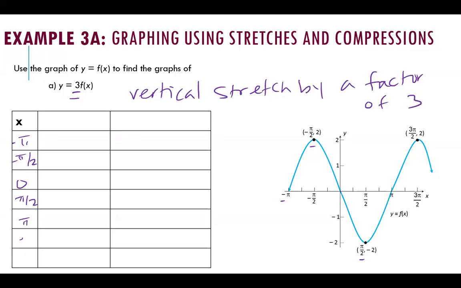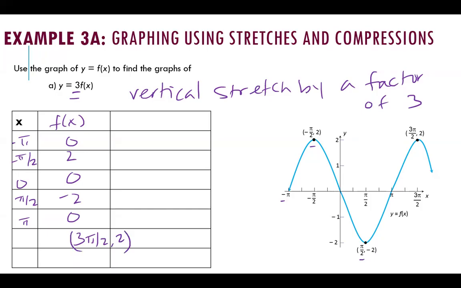So my original f of x values are currently 0, 2, 0, negative 2, and 0. And then we're at 2 again. 3 pi over 2, comma 2. I'm just going to write them together because I can't write them separately. All right, so that's the x and the y.